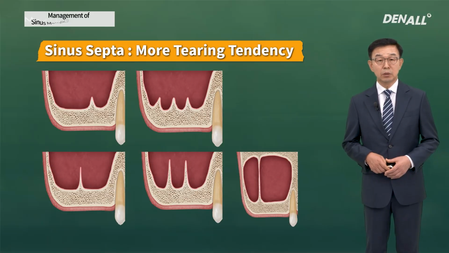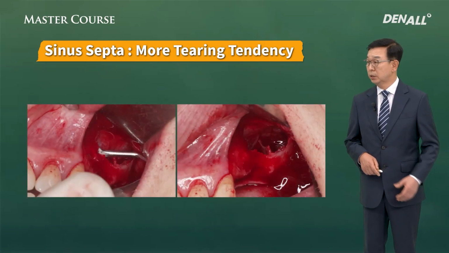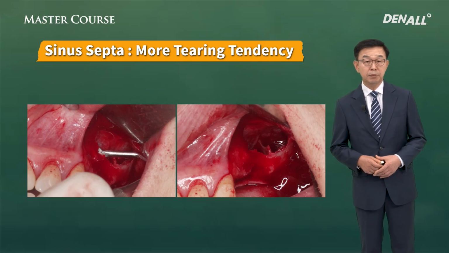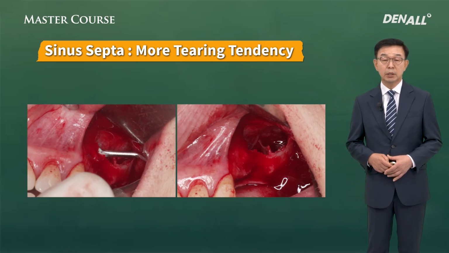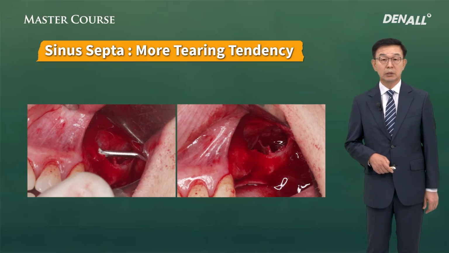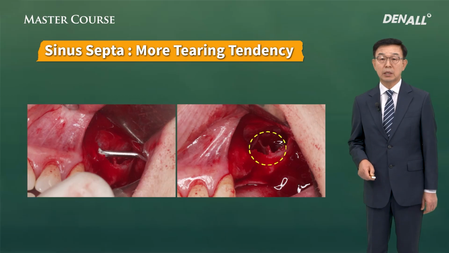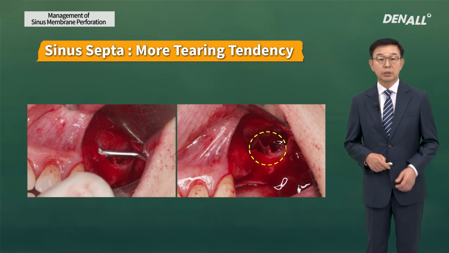In the case there's septum, more tearing can occur. You need to diagnose ahead. In the case there is septum, you need to bear in mind and prepare yourself for that. Sinus lift should be performed in a manner as to protect it. You can see that if there's septum, tearing can occur around the septum. So devices should be used with caution.